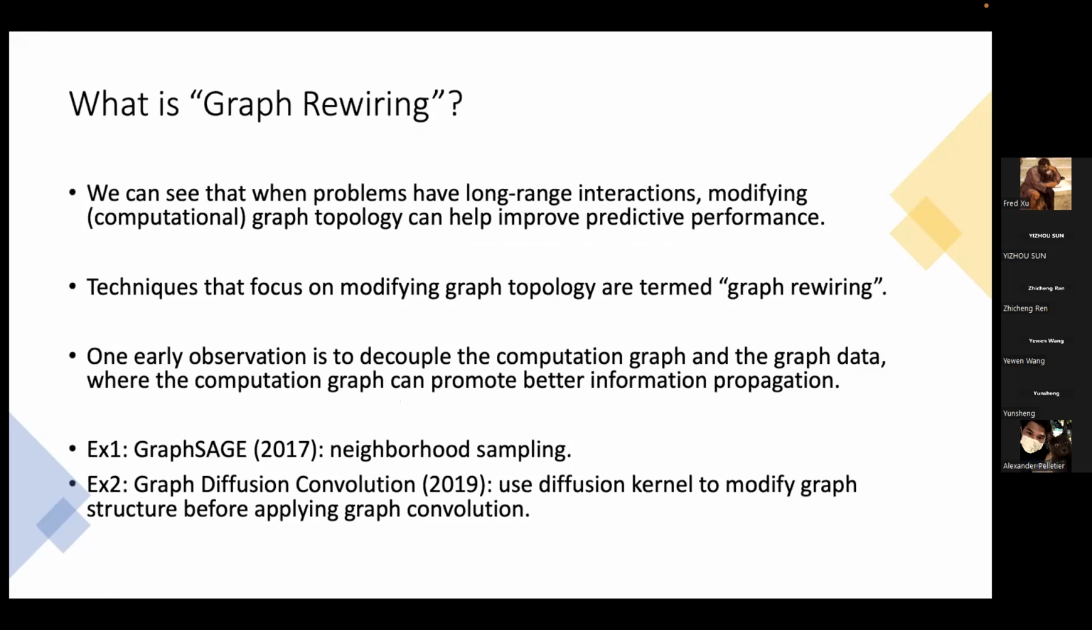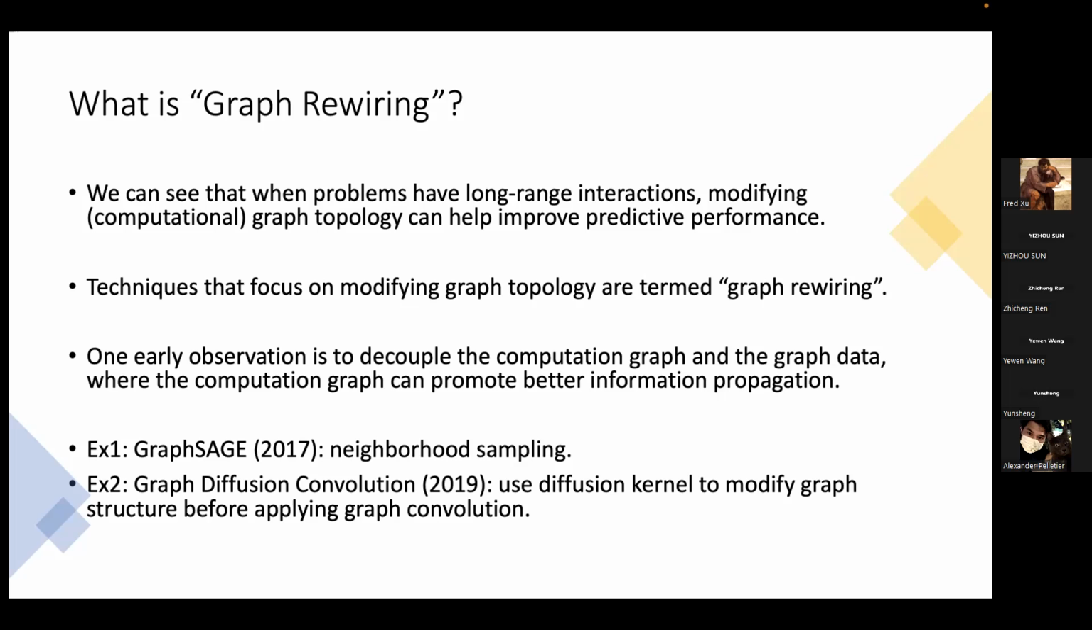So now I want to define what this graph rewiring term means. It appears in some papers, and it could be termed differently in other papers, such as structural learning. But the early observation is that we need to decouple the computation graph and the input graph data, because in the vanilla GNN you treat the input graph as the computation graph. You treat the message passing with the neighbors in the original graph.